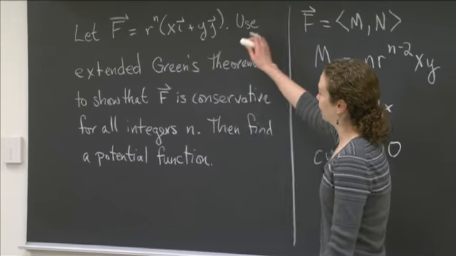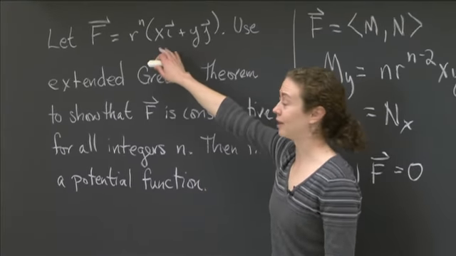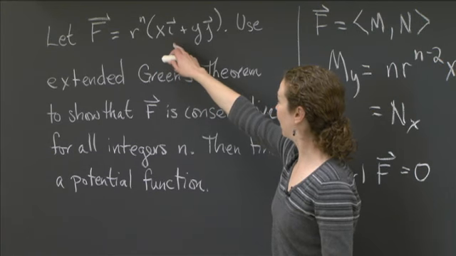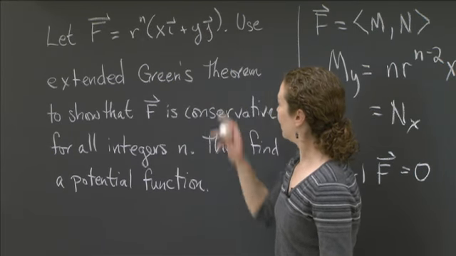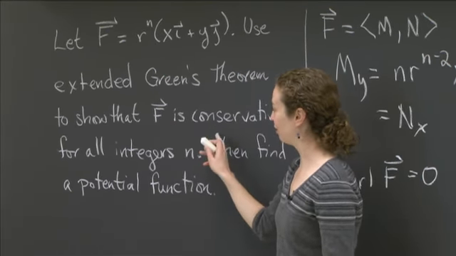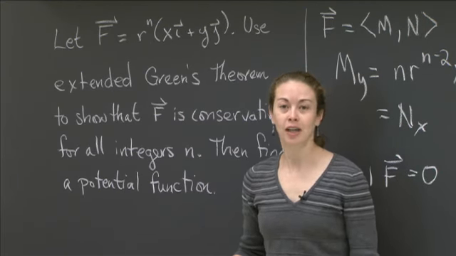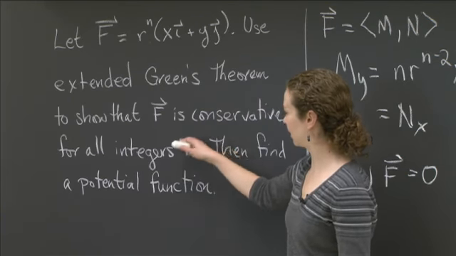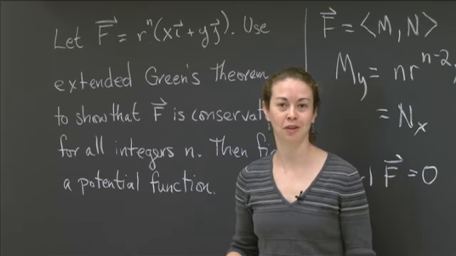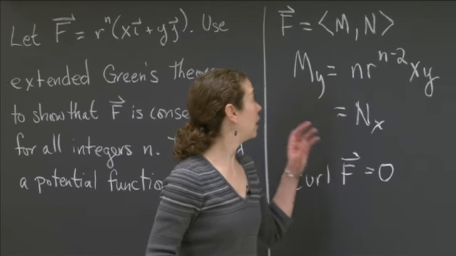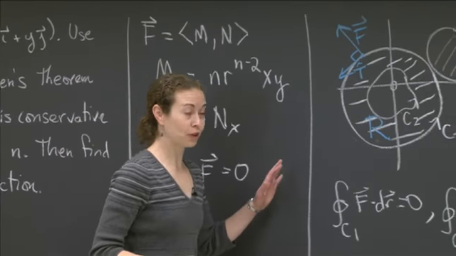So what we did initially was we had this vector field f. It was a radial vector field, r to the n times xi plus yj. And we wanted to first show that it was conservative for any integer value of n, and then to find its potential function. And obviously we do it in that order, because if it's not conservative, we're not going to find a potential function.